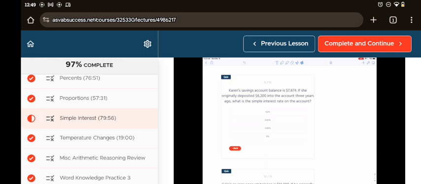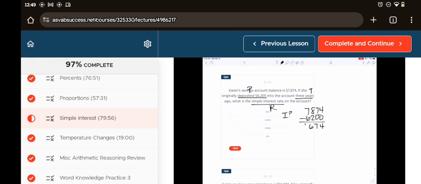So it says originally deposited $6,200. That's not my rate. Sorry, that's my principal. 3 years gives me the time, and it's asking me for the rate. What am I missing? Interest. So I'm going to do 7874 minus 6,200. I'm going to subtract. That gives me 1674. Okay, so interest equals 1674.